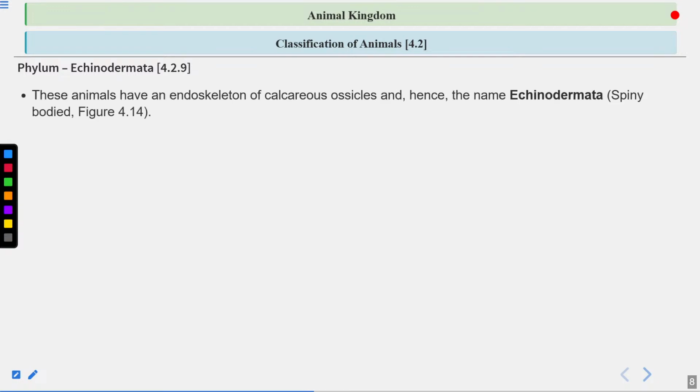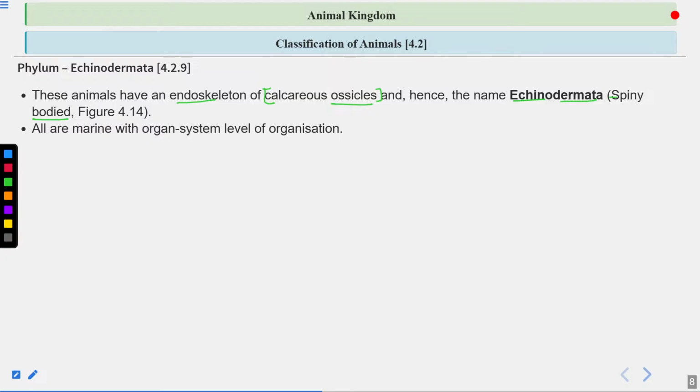Let's talk about Phylum Echinodermata now. These animals have an endoskeleton of calcareous ossicles. Clear? And hence the name Echinodermata, which means spiny bodied. They have calcareous ossicles. This is the characteristic feature. This endoskeleton is made up of calcareous ossicles. Calcareous ossicles form the spiny surfaces. That's why they are spiny bodied, and that's why the name Echinodermata means spiny bodied.